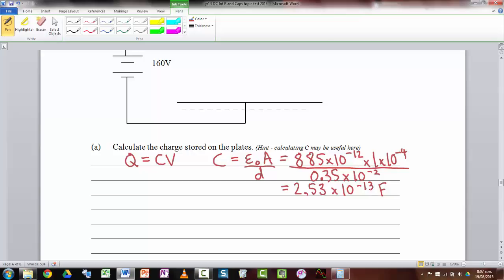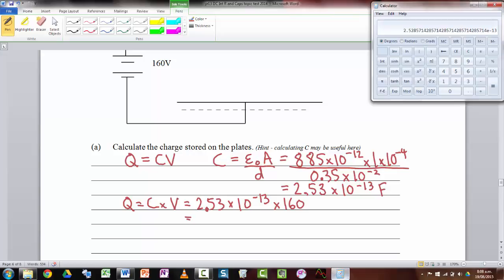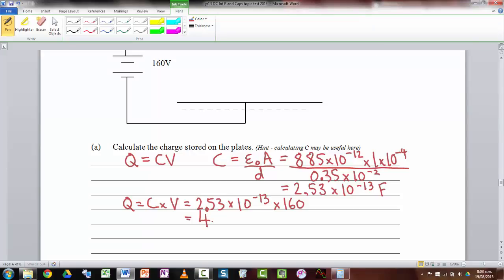Okay, we now know the capacitance, so now we can work out what charge is stored. Q is equal to C times V, which is equal to 2.53 times 10 to the negative 13 times 160. Just rather than taking that rounded number, I'm going to take the number from my calculator and multiply that by 160. And I get 4.05 times 10 to the negative 11. Right? Yep. Okay. So that gives us the charge.